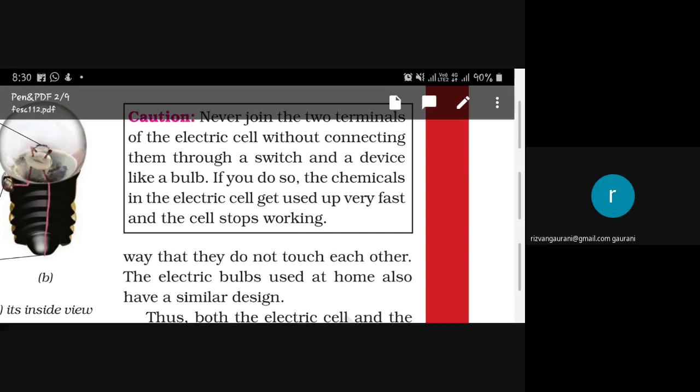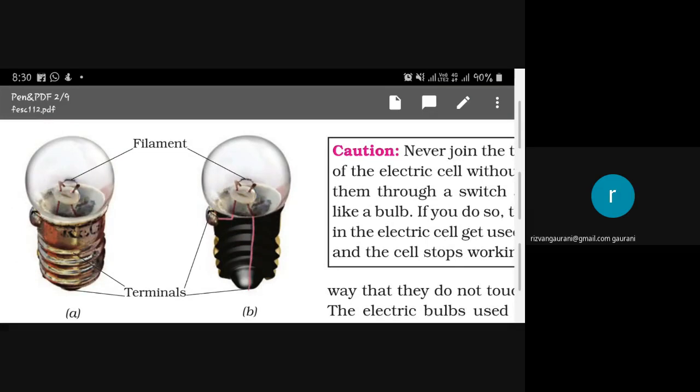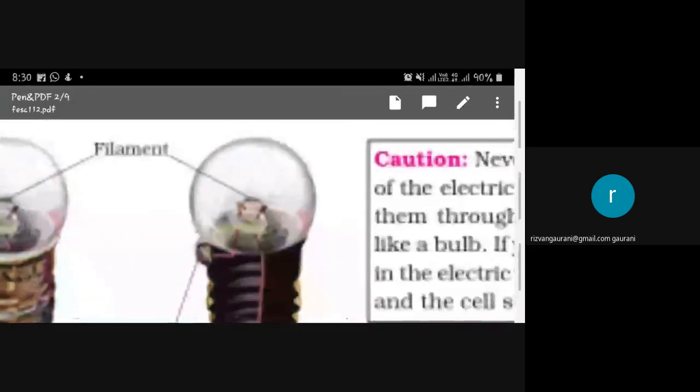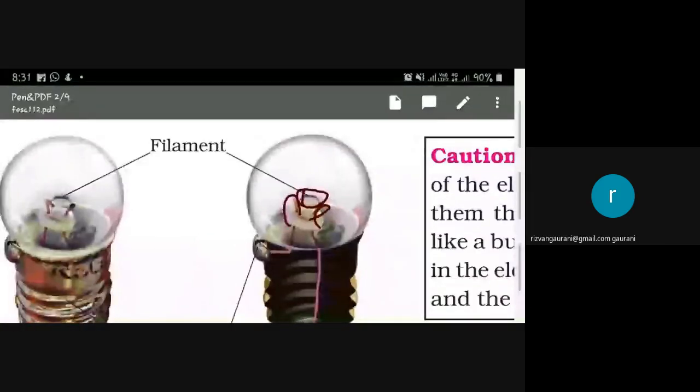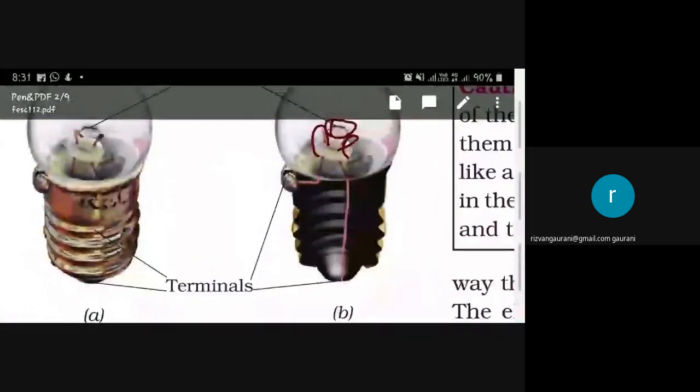Okay, now we will learn how a bulb works. Now this is a bulb. This thin wire in between is called the filament, and it is supported by two thick wires. Look, one is a thin wire and it is supported by two thick wires. The thin wire is called the filament. Here is the tip, called positive and negative. Look, this is the terminal. There are two terminals here.